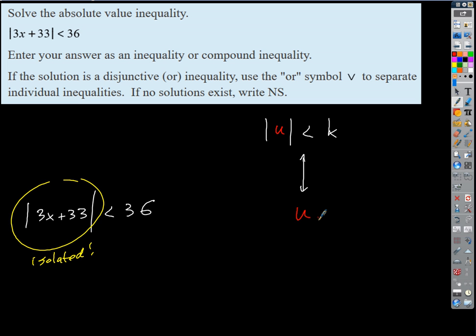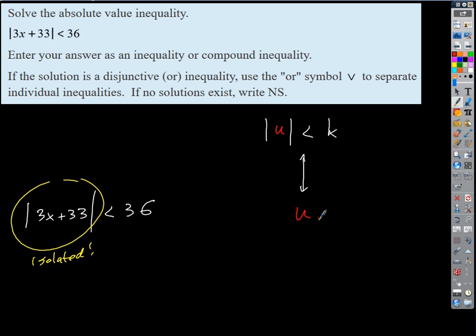If the absolute value of u is less than k, think of an example. Like what if k is 7? Well, 5 would work, wouldn't it? And negative 5 would work. And 0 would work. Or 1 or negative 1. What about 10? What about negative 10? No, it wouldn't, would it? So the size of the number has to be less than k, positive or negative, doesn't it? See what I'm saying? One way to think about it.